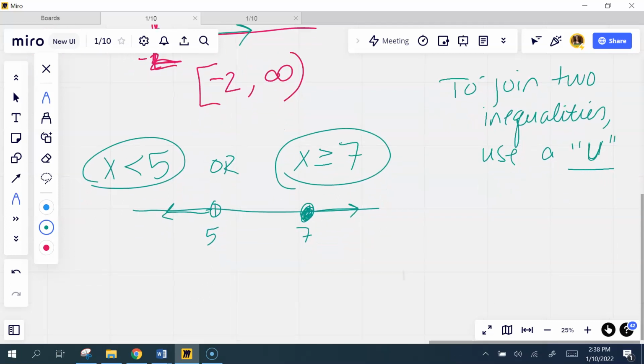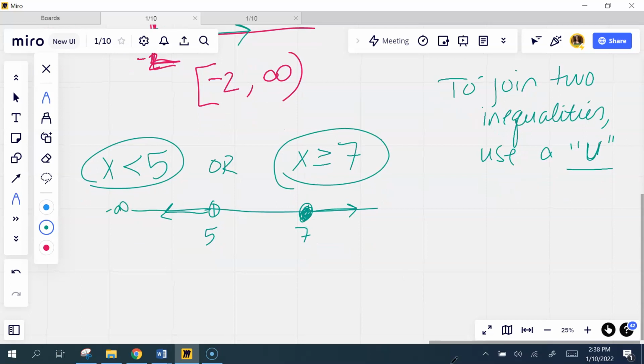So what I have here, remember, negative infinity to the left, infinity to the right. So I have here, this is negative infinity up until 5, and it stops. I'll do a parenthesis. And I'm going to throw that U in the middle like we talked about, because that's going to join another set of the numbers. And essentially what it says is skip all this, pick back up at 7, and go until the end. So this would be my bracket, and this would be my parentheses.